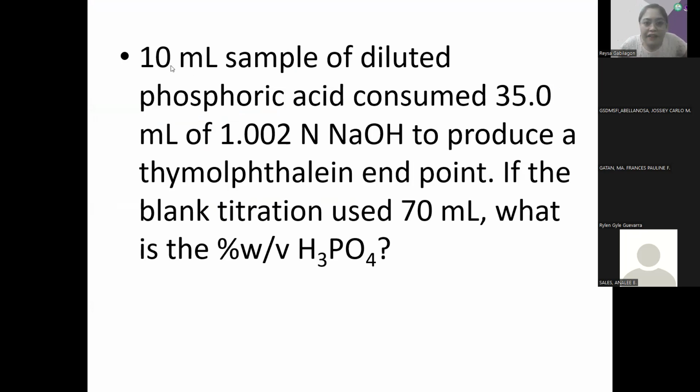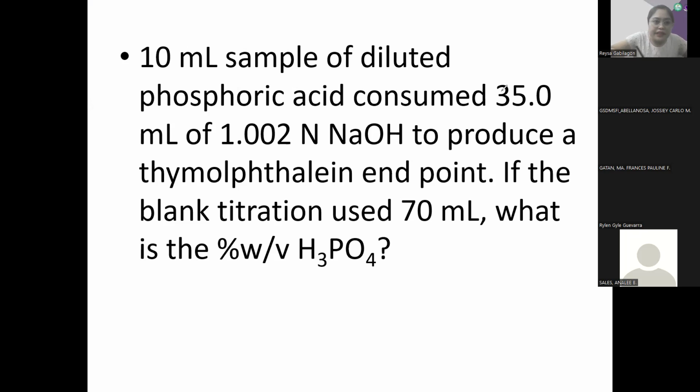Okay, so we have here the last one that we are going to discuss. We have here a 10 ml sample of diluted phosphoric acid, consumed 35 ml of 1.002 normal sodium hydroxide to produce a thymolphthalein endpoint. If the blank titration used 70 ml, what is the percent weight per volume of the phosphoric acid? Okay, so this is still alkalimetry, since take note, our sample here is phosphoric acid. It's an acid. And then this is actually a back titration.